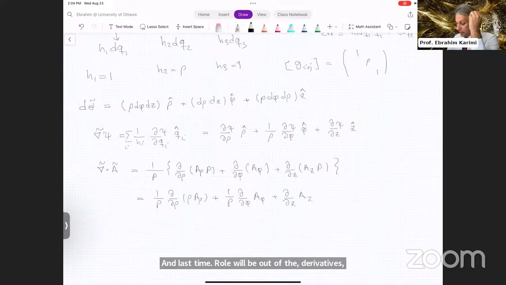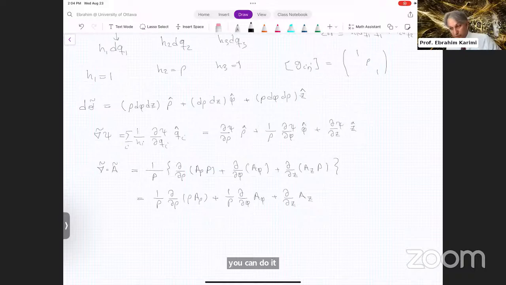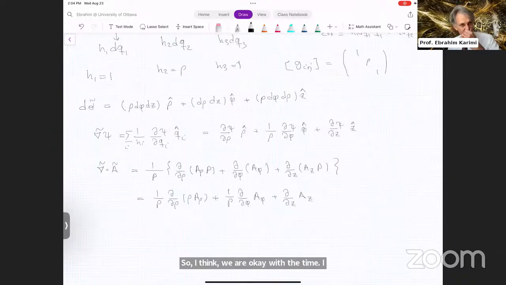In the same way, you can do it for spherical coordinates, and you can do it also for the curl. I think we are okay with the time, and I don't want to take too much of your time. I will stop the recording and also the live, and then I will answer the questions that you may have.